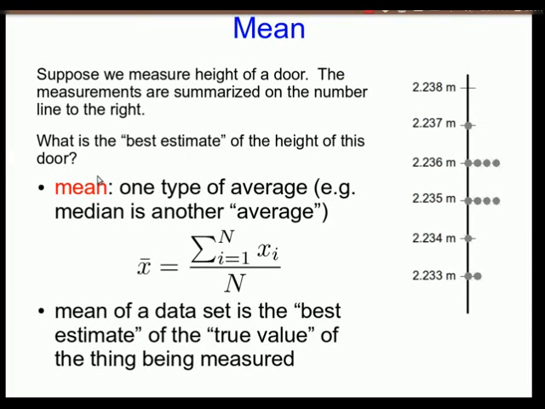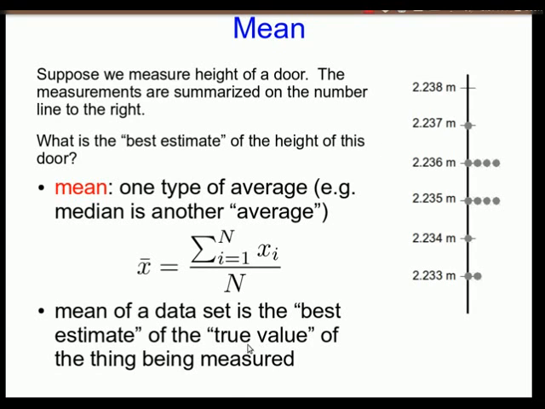So suppose we have measured the height of a door. And we're trying to do a good job of our measurements, and so we've taken multiple measurements. So here are our measurements on a number line. We haven't come up with the same measurement every time, and you can think about why that might be so. But generally, when you're carefully measuring things, you don't come up with the same measurement every time. And so now the question is, what's our best estimate of the actual height of the door?